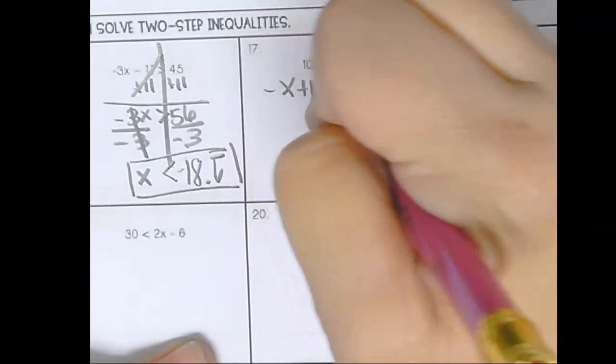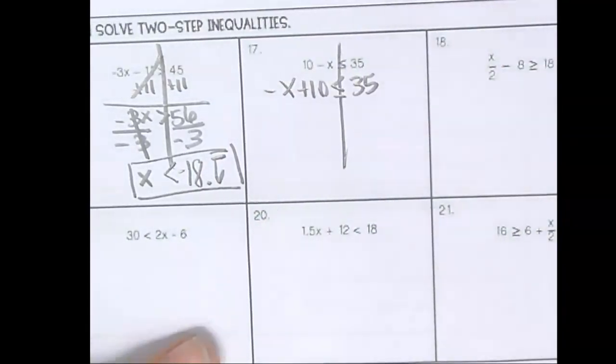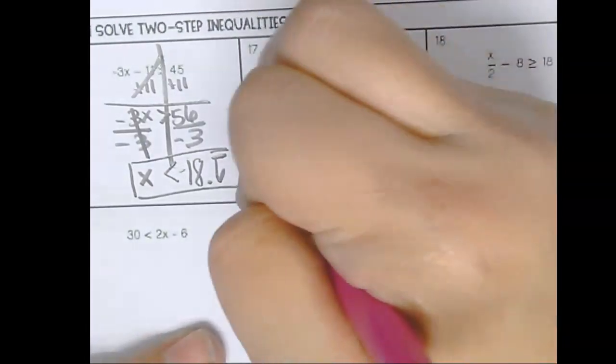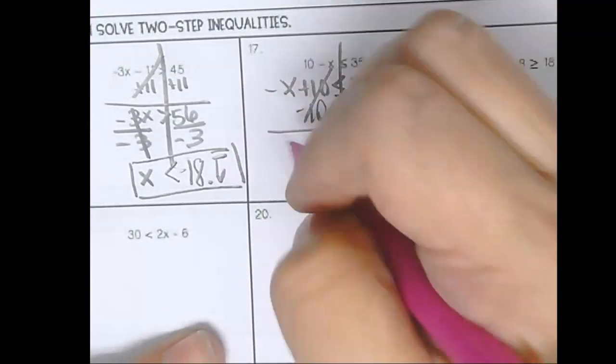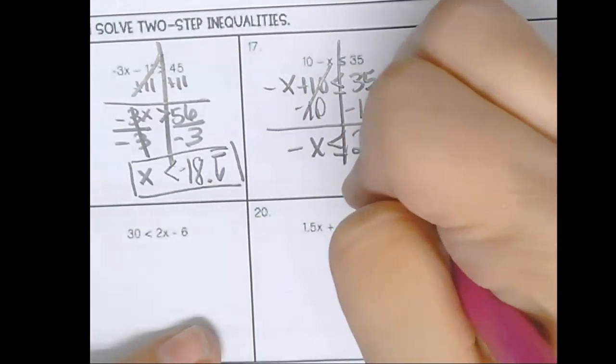You can rewrite this as -x plus 10 is less than or equal to 35. If you want to have the variable all the way on the left, it's up to you, okay? So then we're going to create a 0 pair by subtracting 10 on both sides. That leaves us with -x is less than or equal to 25.